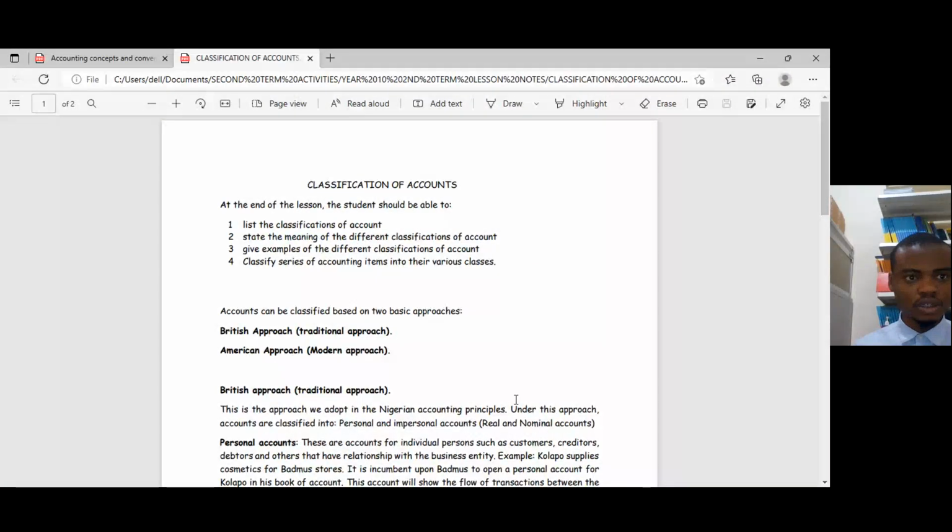Today we are going to be talking about classification of accounts. So let's look at the learning objectives. Let me share my screen with you. Okay, classification of accounts. The learning objectives.